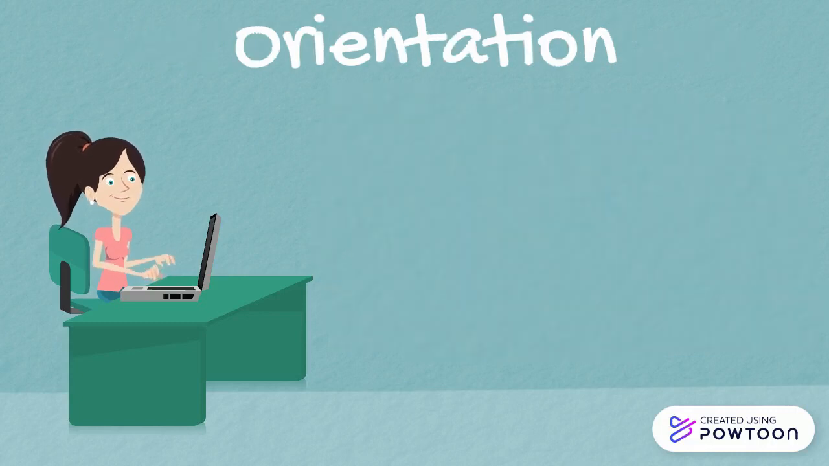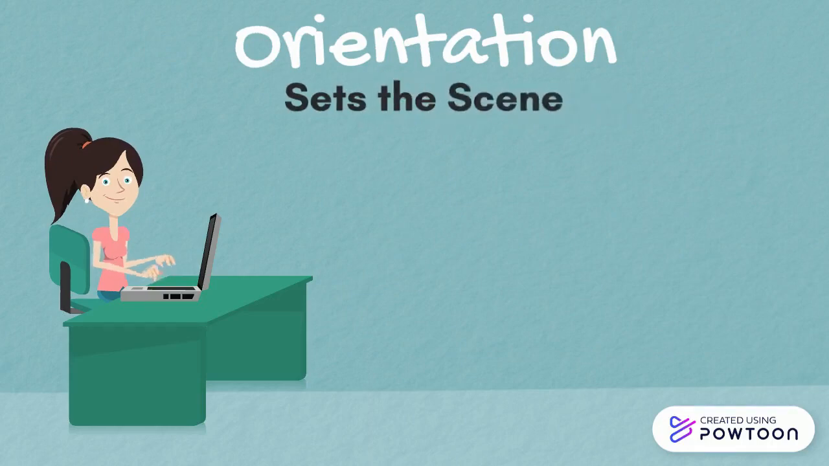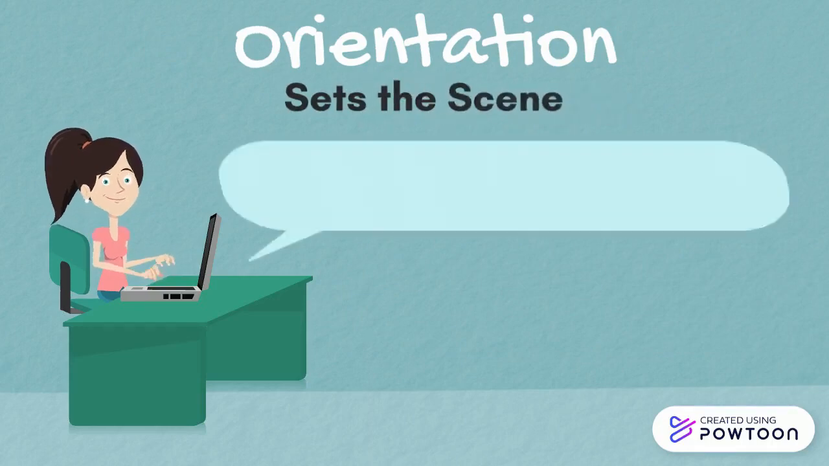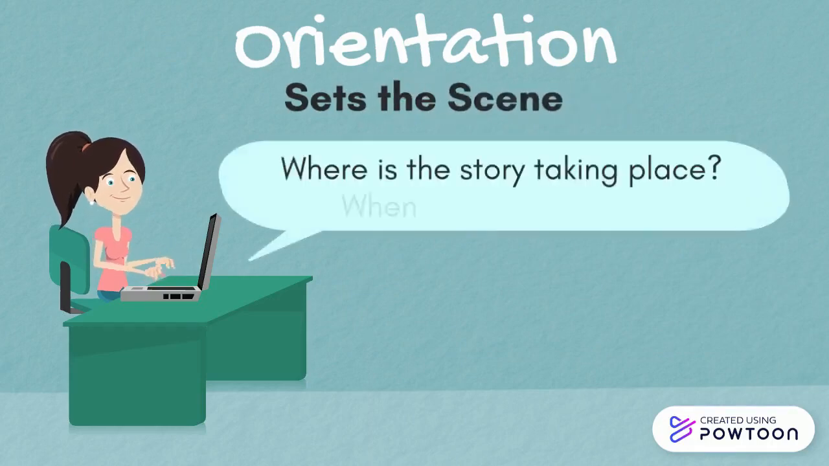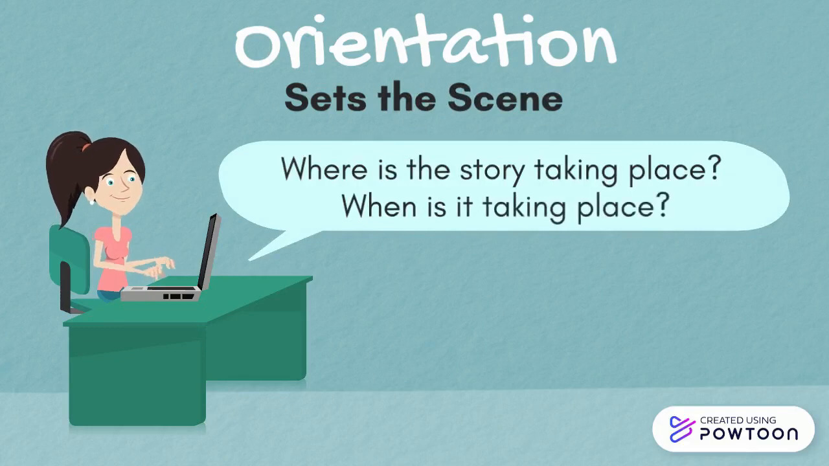The orientation is where the storyteller sets the scene. This involves answering two central questions. Where is the story taking place, and when is it taking place? The answers to these questions depend on the type of story being told.